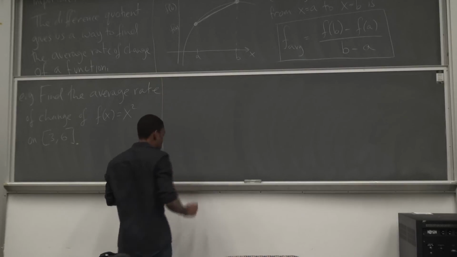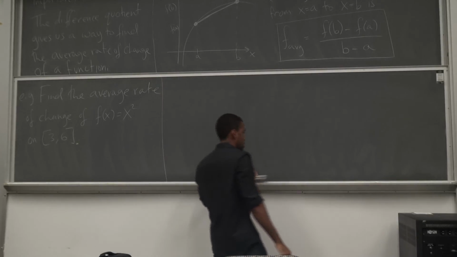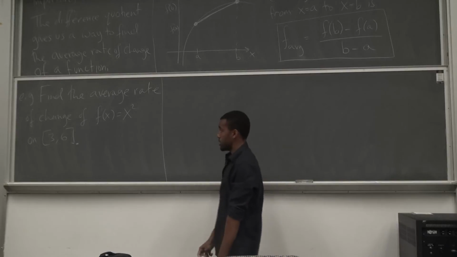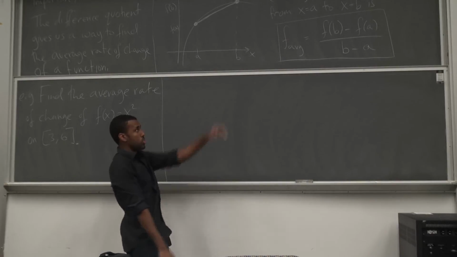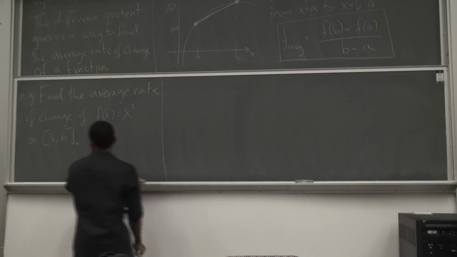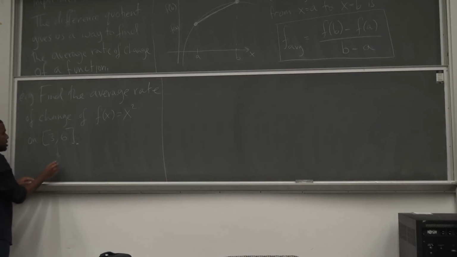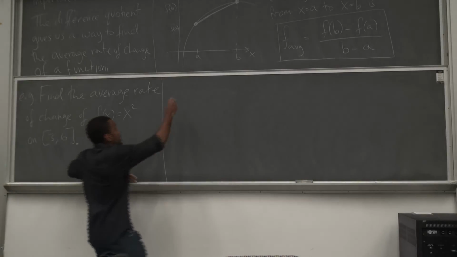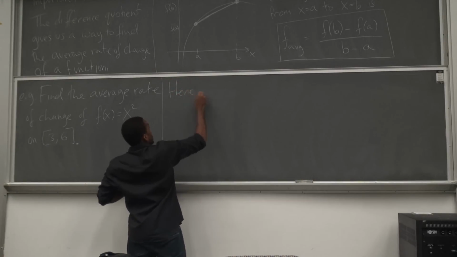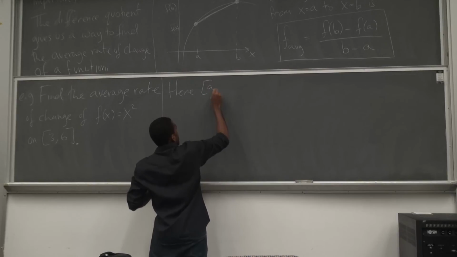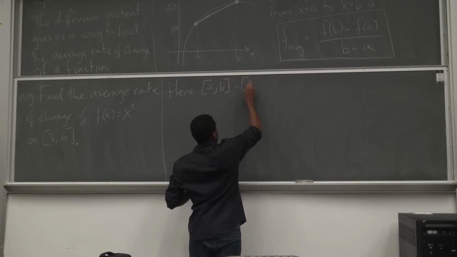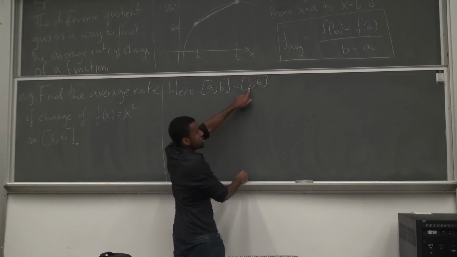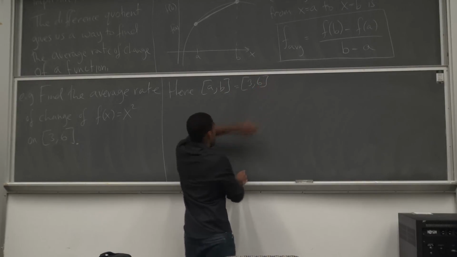Alright, so on average, how fast is the function changing on the interval 3 to 6 if my function happens to be x squared? And I literally just use that formula. So here, notice that my interval is going to be my... let's write it. So that would be the question statement. Here, notice that A is always the left endpoint and B is the right endpoint. So my AB is 3 to 6. So I know my A is 3, my B is 6, and I'm going to use that formula.